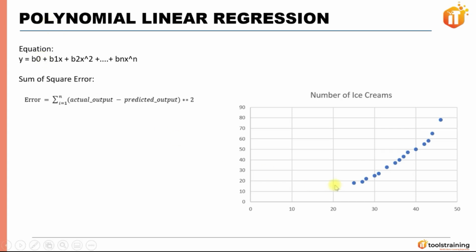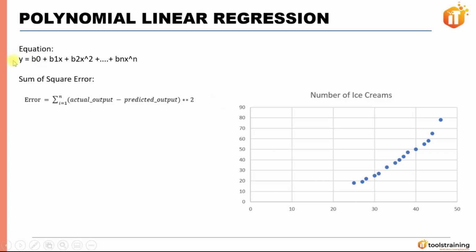When your data is exponentially growing, your dependent variable, which is your y-axis, is exponentially growing on the basis of your x value, which is your independent variable. In those cases, we use polynomial linear regression. We have already discussed that when we use linear regression or multiple linear regression, when you see that the chart which you have plotted between your data set is polynomial in nature, we use polynomial linear regression.